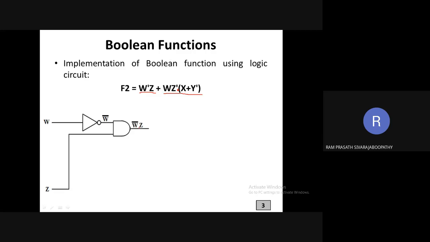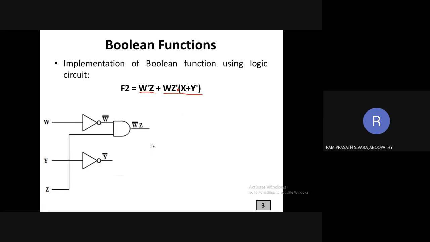Okay. So it provides w bar z. Is it clear now? Then the next term wz bar dot x plus y bar. When we are having an expression like this, first what we have to do is consider the thing available in the bracket. That means x plus y bar we have to find next. Shall we proceed? Okay. Now first we have found y bar.